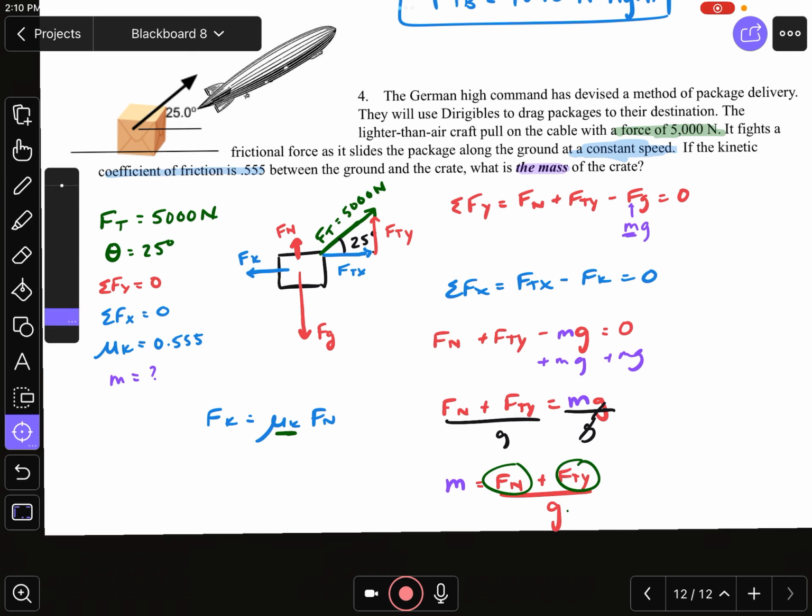So here I have mu k, right? Mu k is given as 0.555, but I don't know Fk, so I can't even find it this way.